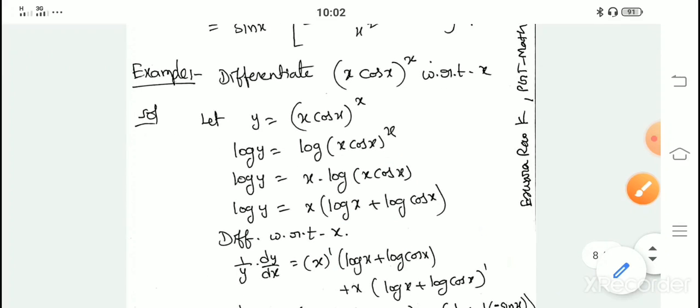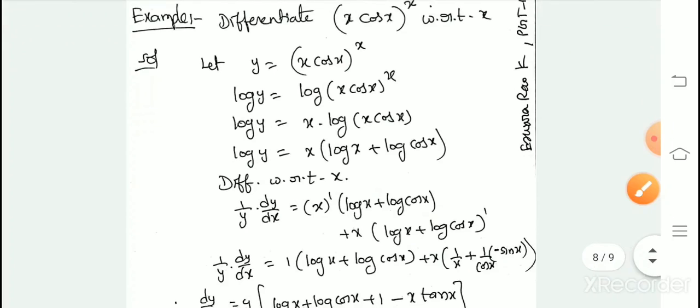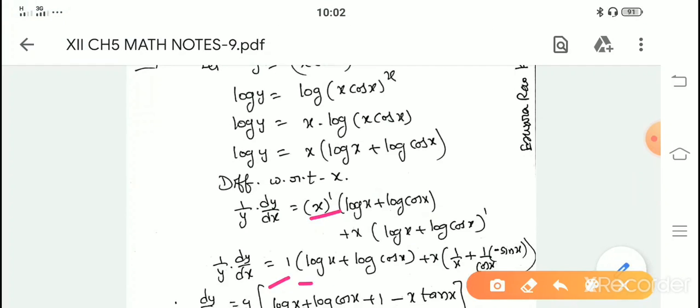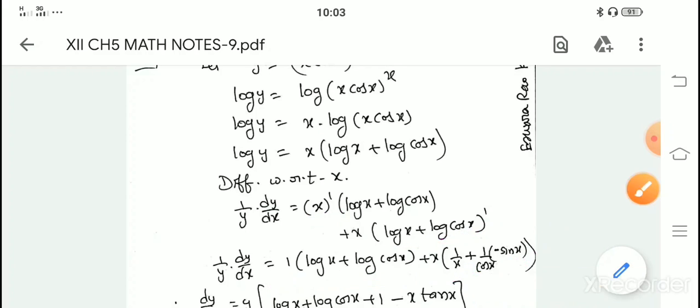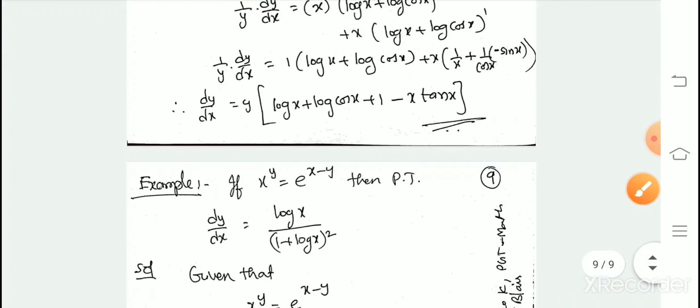Now, differentiate both sides with respect to x. Log y derivative is 1 by y dy by dx, and on the right u dash v plus u into v dash has come. Now, differentiate carefully and write all the things. x derivative is 1, v will be as it is, x into log x derivative 1 by x, log cos x with chain rule. Now this 1 by y, send to that side, y into whatever you got, you write it here. Done.